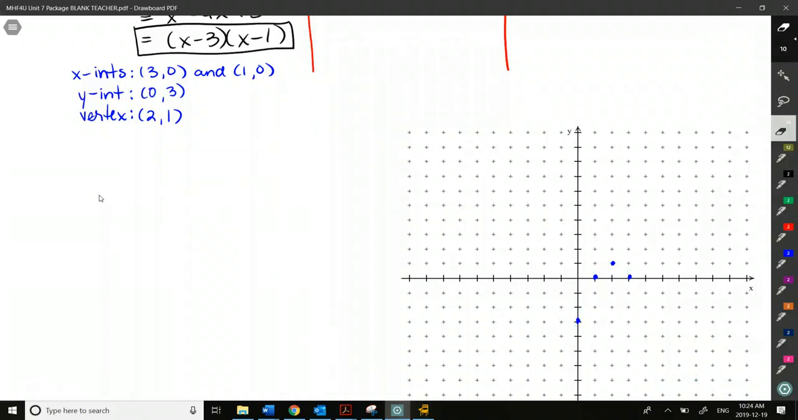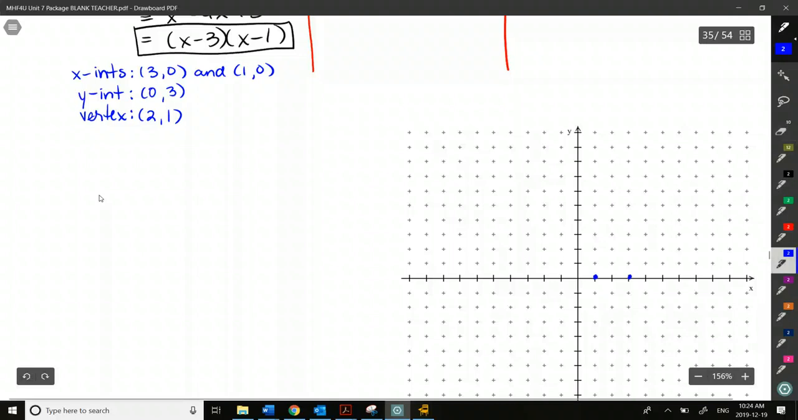Just checking to see if you're awake, you know. This is 2, negative 1. That makes much more sense because it should be going up like this. Sorry.